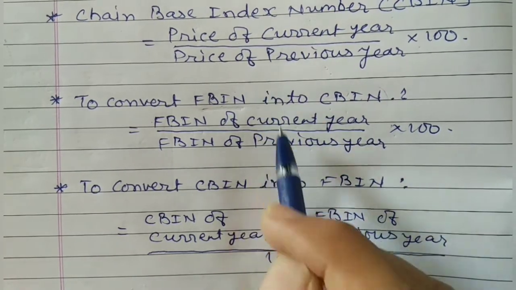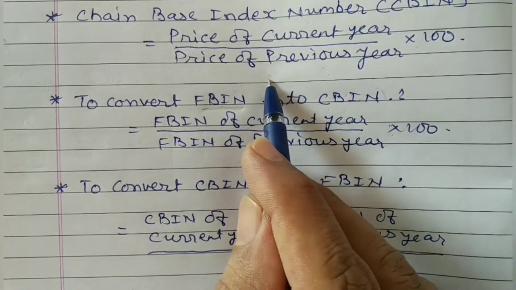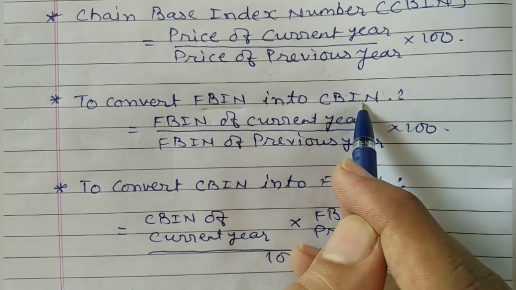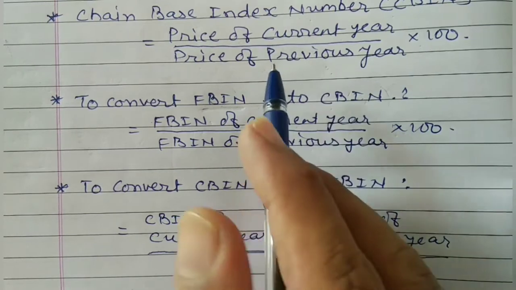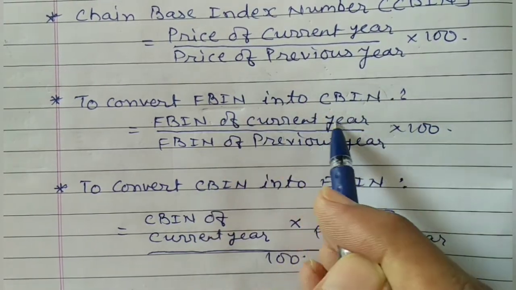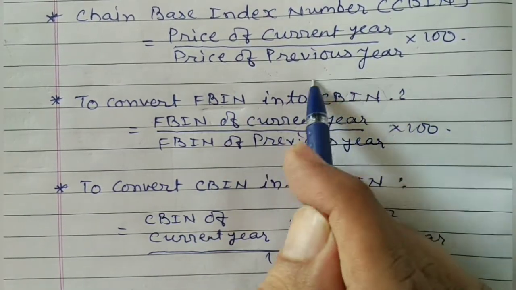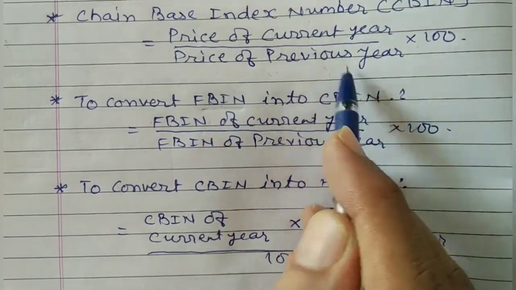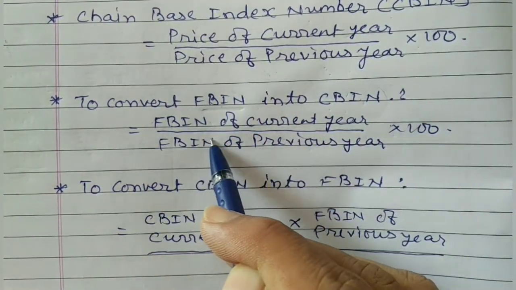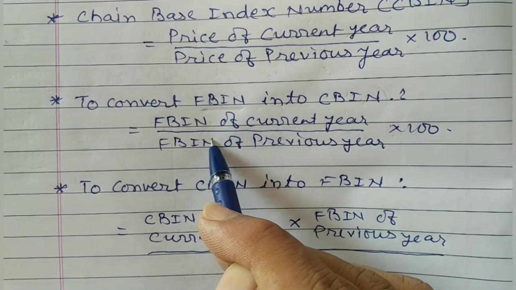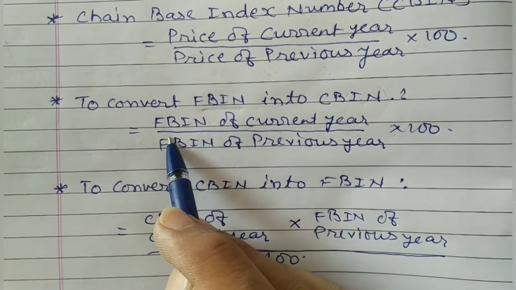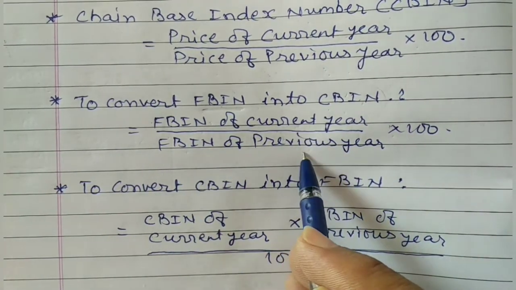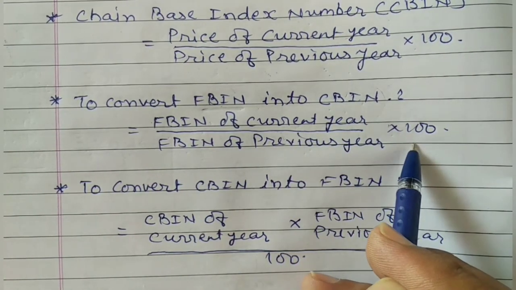See students, both the formulas are somewhat similar. Fixed base index number will be given to you. It has to be converted to CBIN, that is chain base index number. So you have to apply the formula of chain base index number: price of current year upon price of previous year. The same formula is applied here. So it is easy to understand and remember. That is fixed base index number of current year upon fixed base index number of previous year into 100.